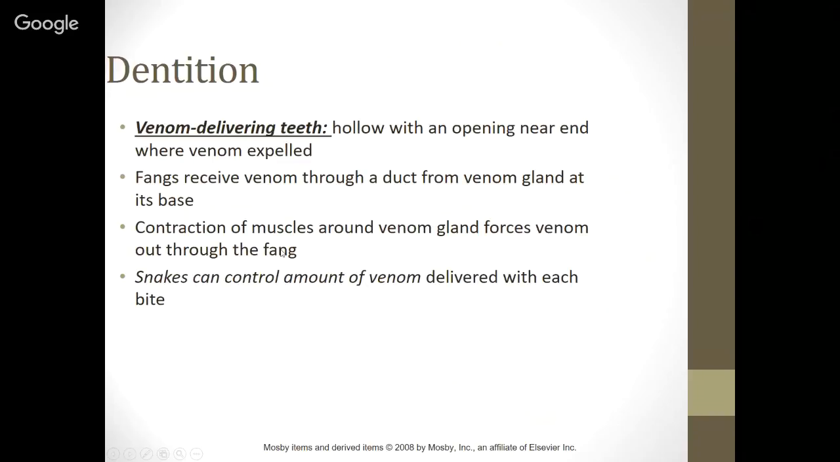The venom delivering teeth are hollow with an opening near the end where the venom is expelled. The fangs receive venom through a duct with venom gland at its base. Contraction of muscles around the venom gland forces venom out through the fang, and snakes can control the amount of venom delivered with each bite. So if they're biting a small prey, they don't need to use a lot of venom.